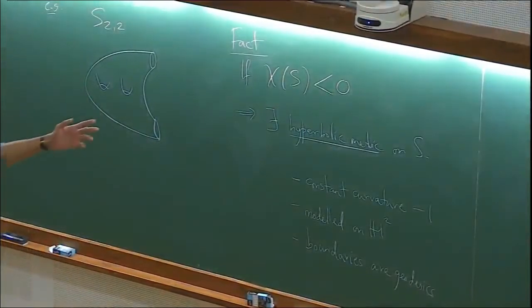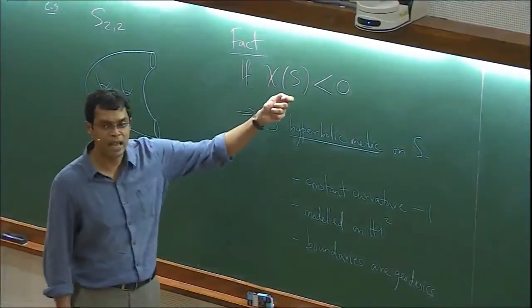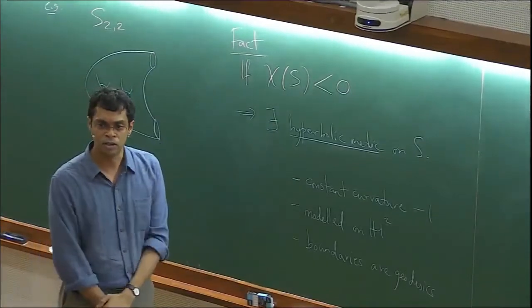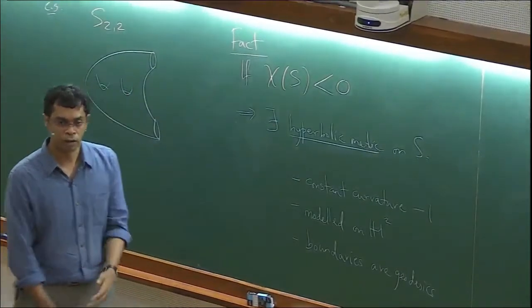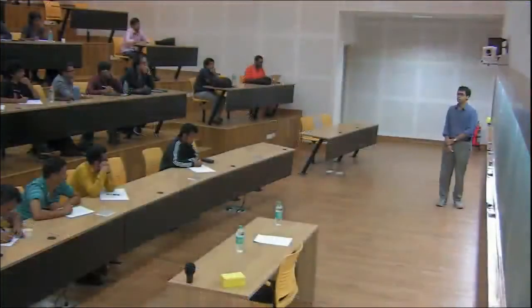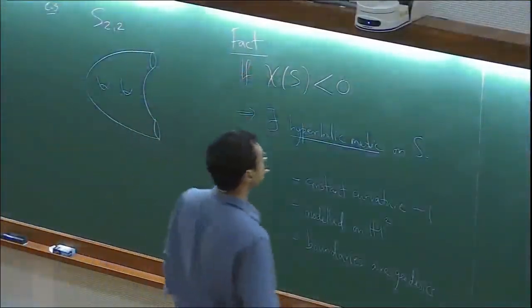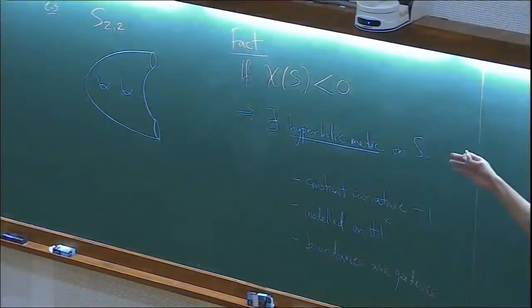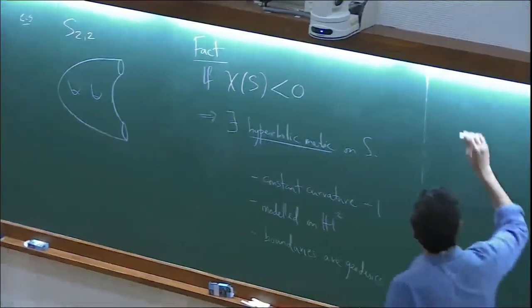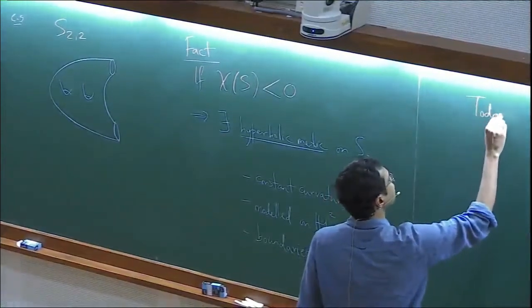Now, the fact that the Euler characteristic of the surface is negative is a necessary condition. This is easy to see. It follows from Gauss-Bonnet. After all, if you integrate the curvature over the surface, you would get something negative, and that's 2 pi times the Euler characteristic. So that's necessary, and in fact for any such surface there exist hyperbolic metrics, and that we'll see today.